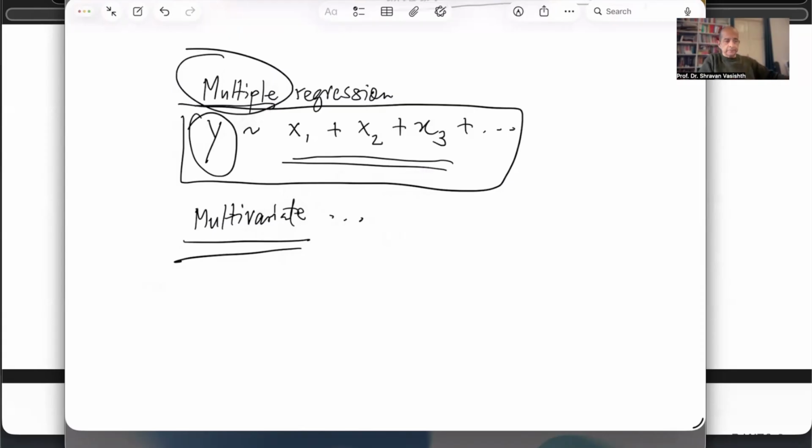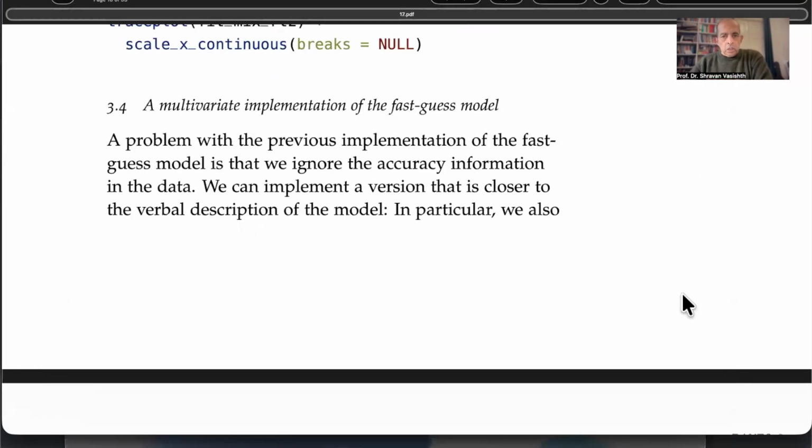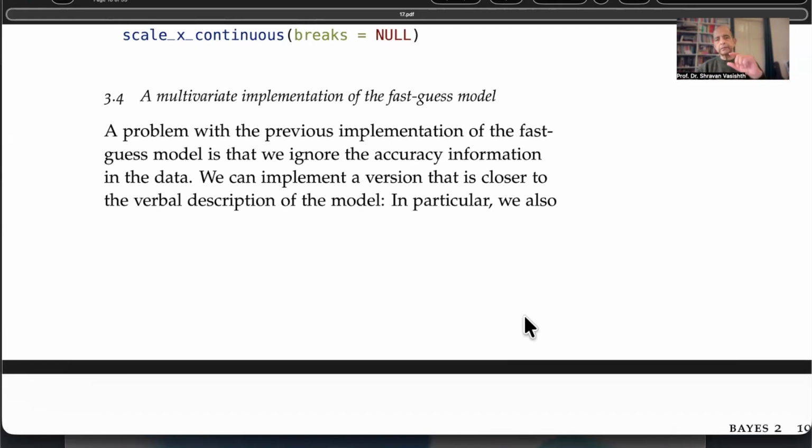That's the situation we're going to talk about now. Okay. So coming back to the notes, until now in the simple model that was developed in the first part of this lecture, we were ignoring the accuracy information, right? So now we can implement a version where we model both the reaction time as well as the accuracy in the data.